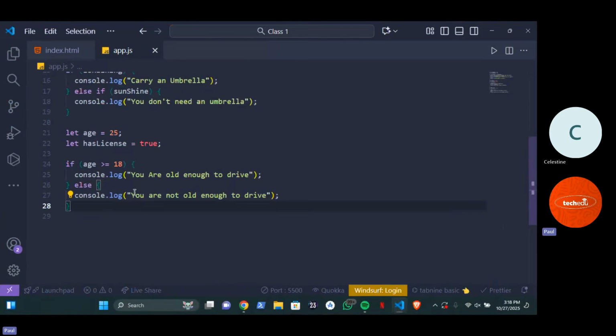All right. Now, we have what? Age is what? Greater than 18, you are old enough to drive. Else, you are not old enough to drive. Now, we also need to check for what? Driver's license.